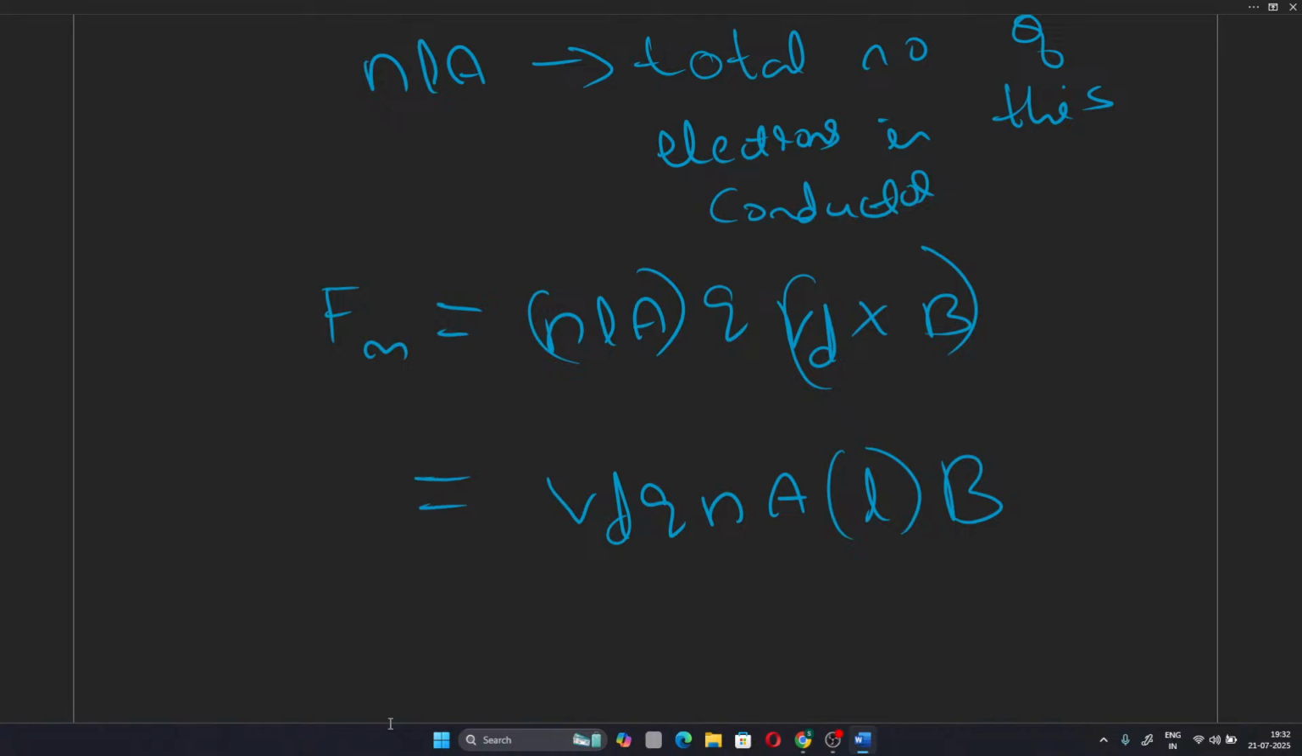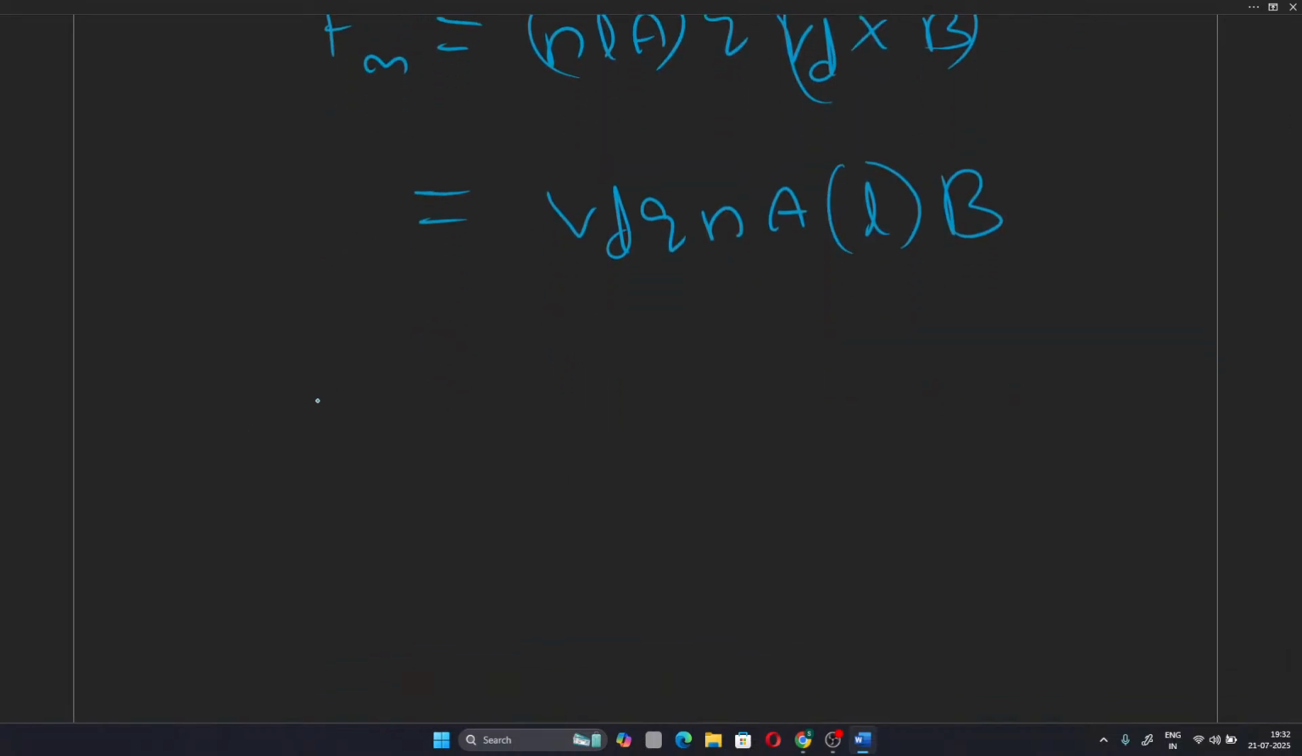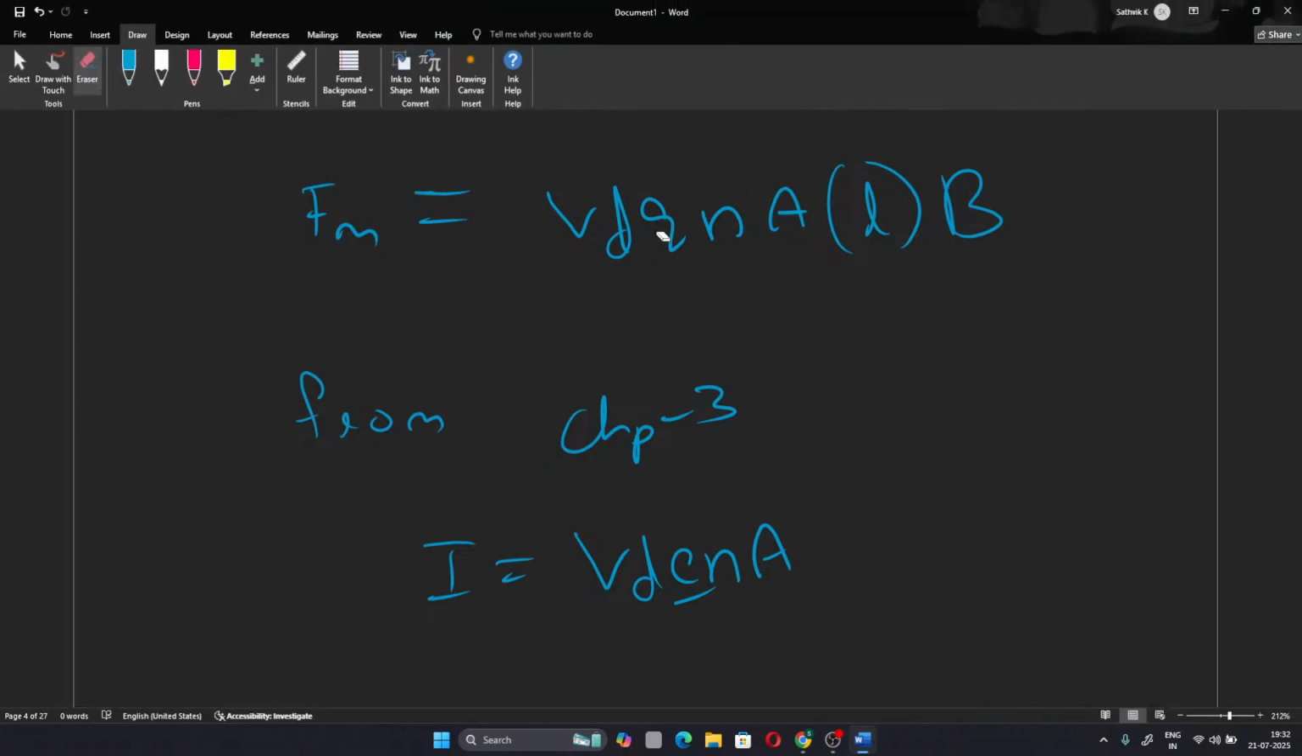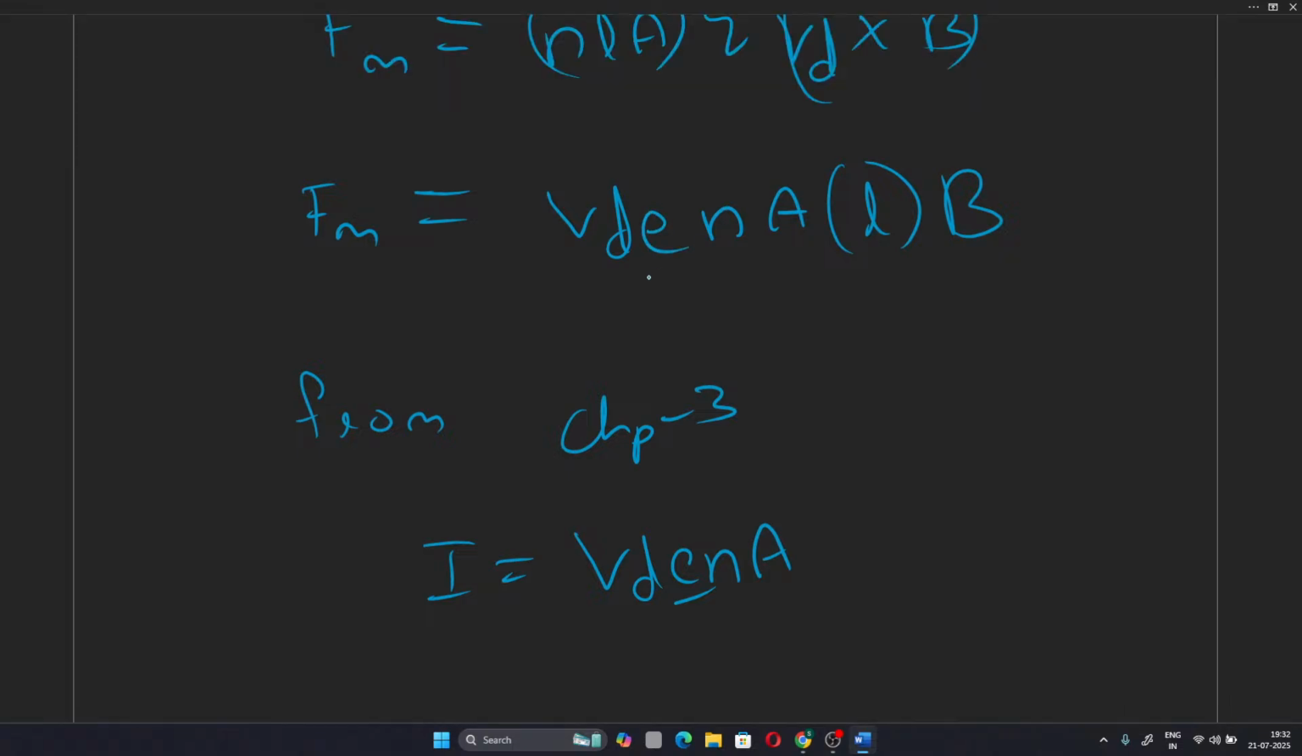And we know from chapter 3, I equals v_d e N A, where e is the charge of the electron. Here as well, instead of Q we can write e, as we are taking individual mobile charge carriers that are electrons. v_d e N A, so substitute I in this place.